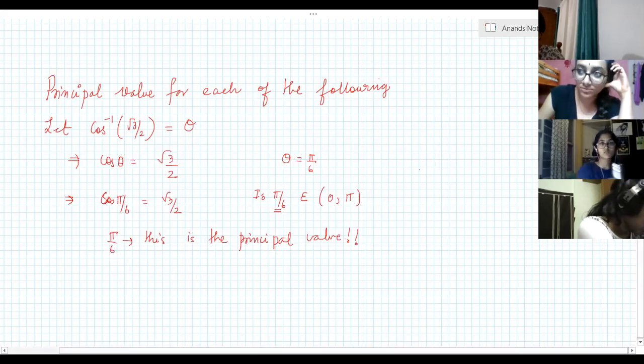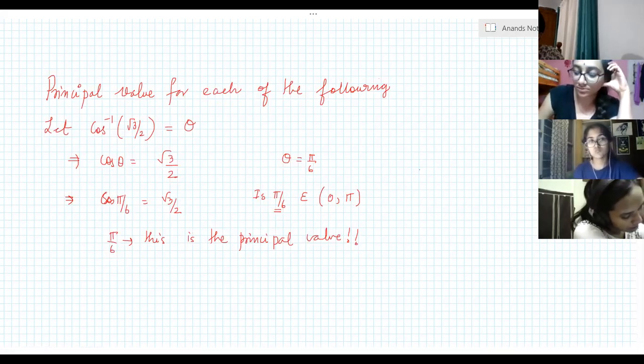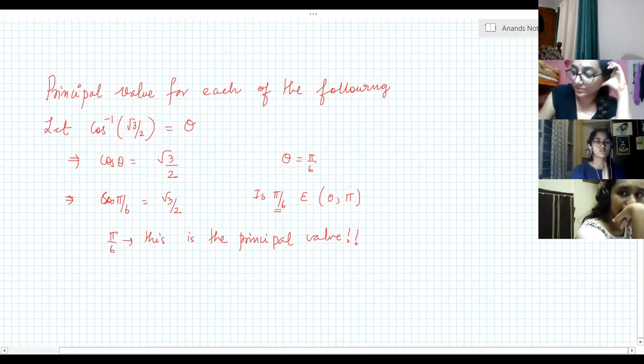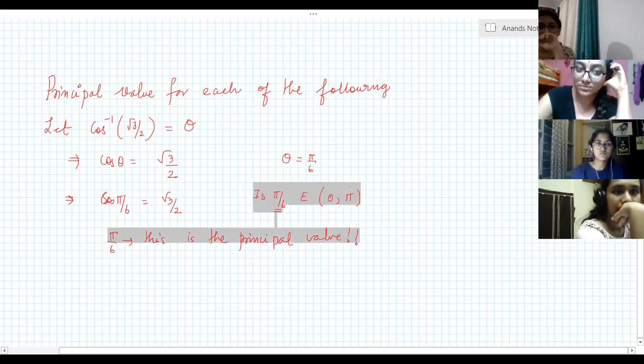Principal value for our function cos inverse of root 3 by 2. Any questions, guys? Easy peasy lemon squeezy. Let's do one more.